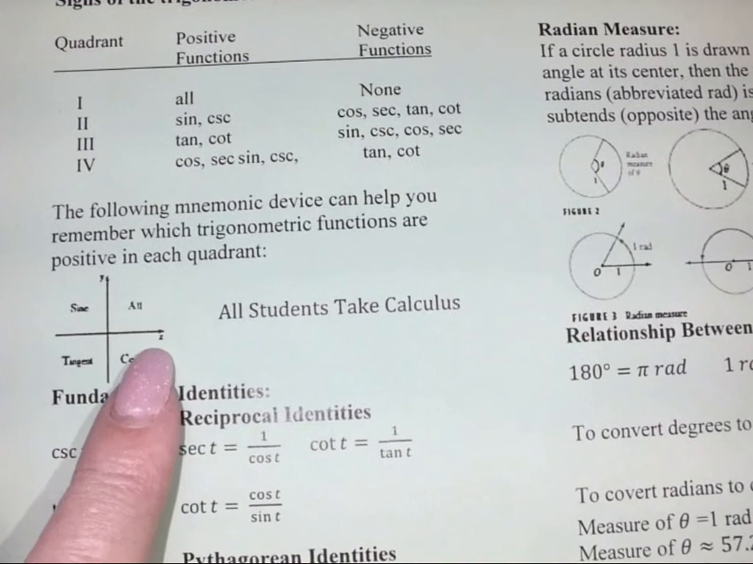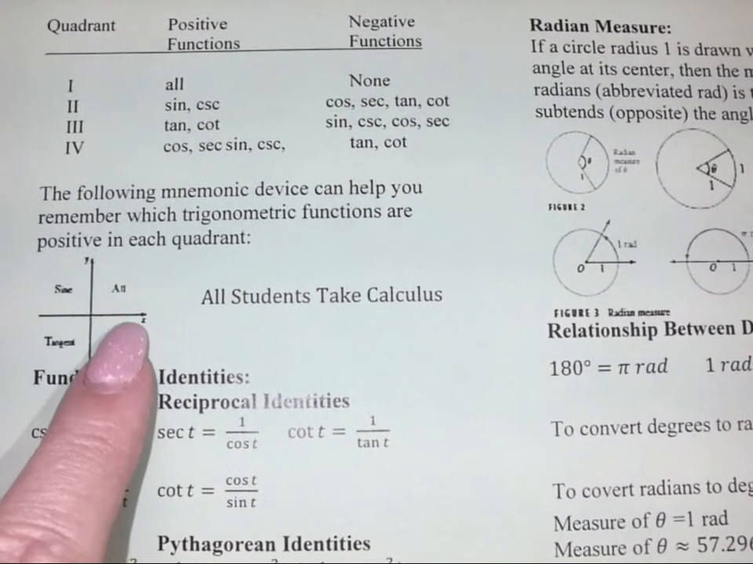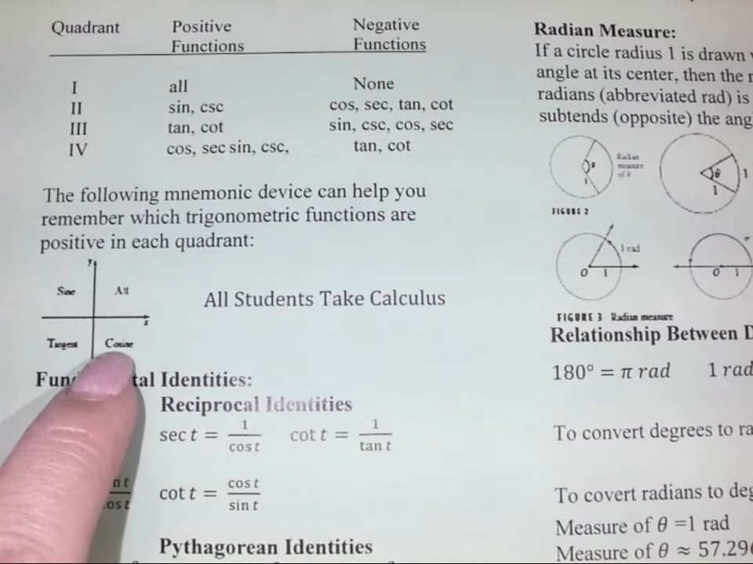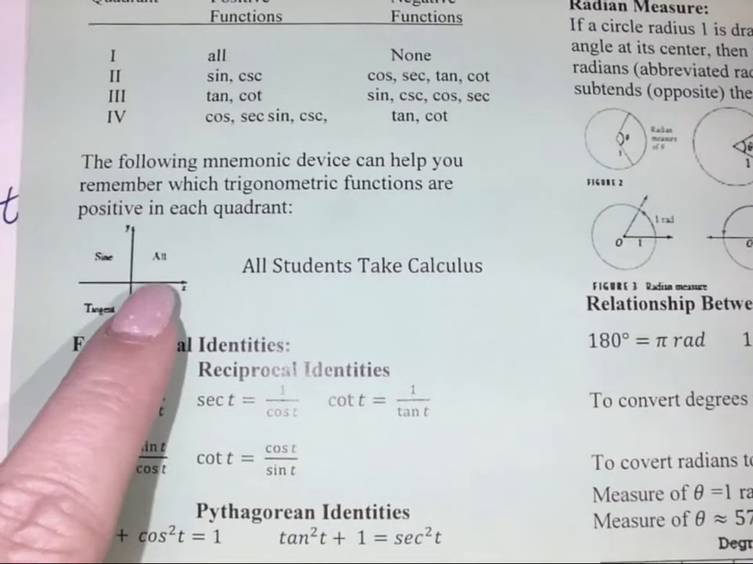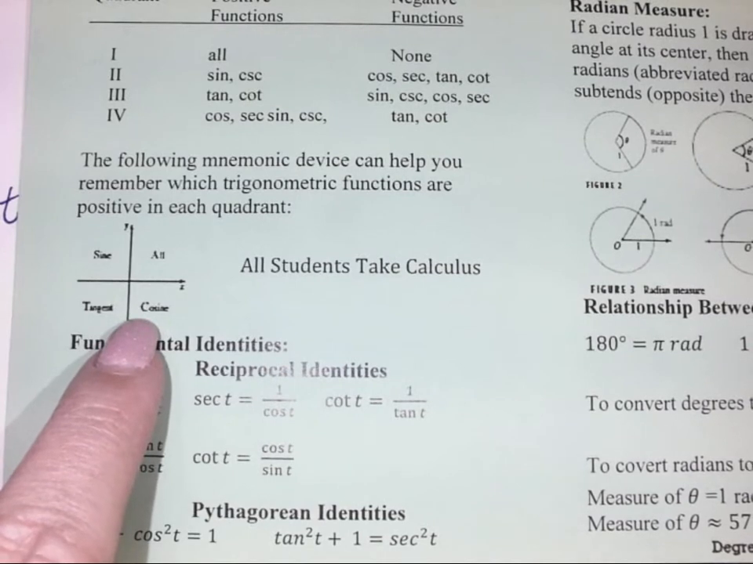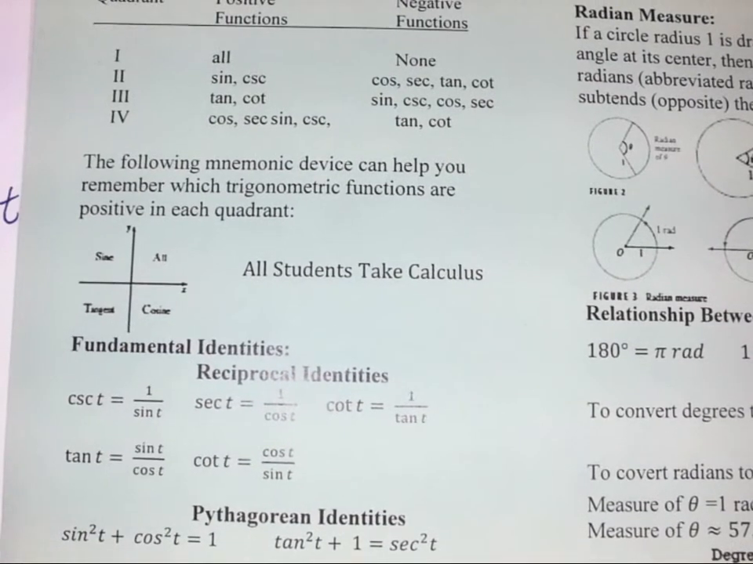One of the things you can do to remember them is a mnemonic: all students take calculus. Not all students do, but you can use that. So all, sine, tangent, and cosine. That tells you what's positive in what quadrants. So we can easily figure out what's going on and where things lie, and what the sign will be by knowing where things land in there.